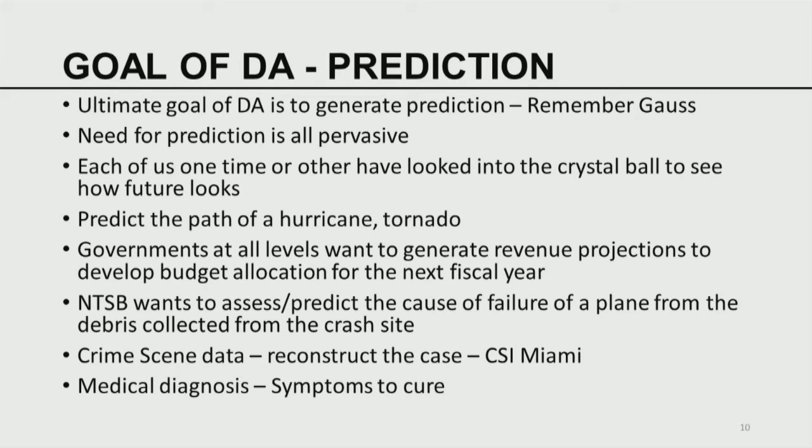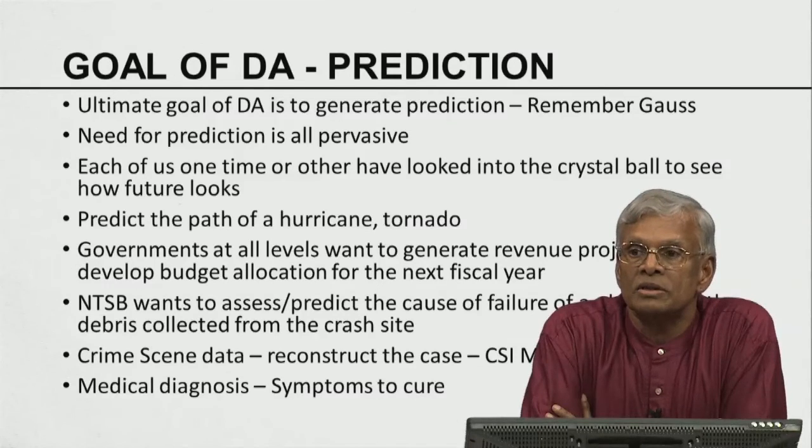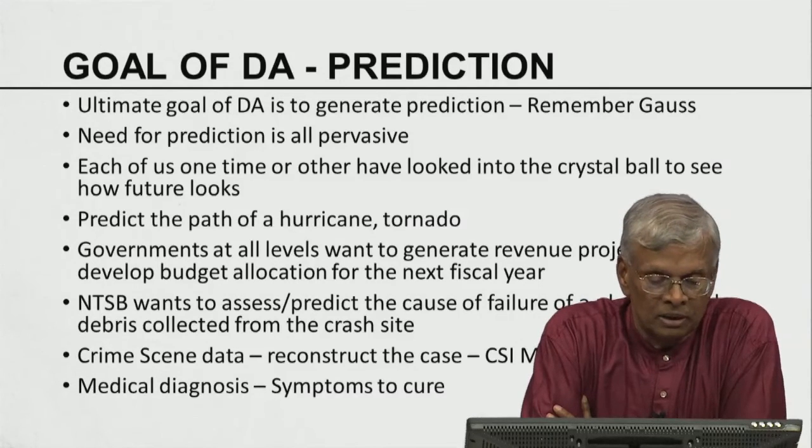Now, what is the goal of data assimilation? Why do we do all these things? Why trouble ourselves with all this? Ultimately, we want to be able to predict. So the ultimate goal of data assimilation is to generate predictions. Remember Gauss. He was interested in predicting where the object went and when it reappeared.